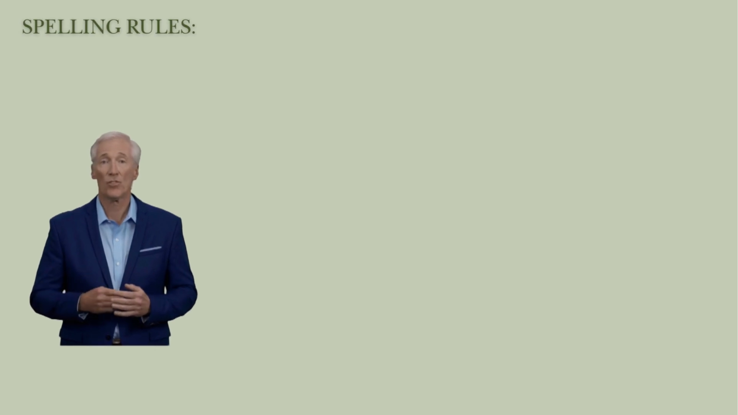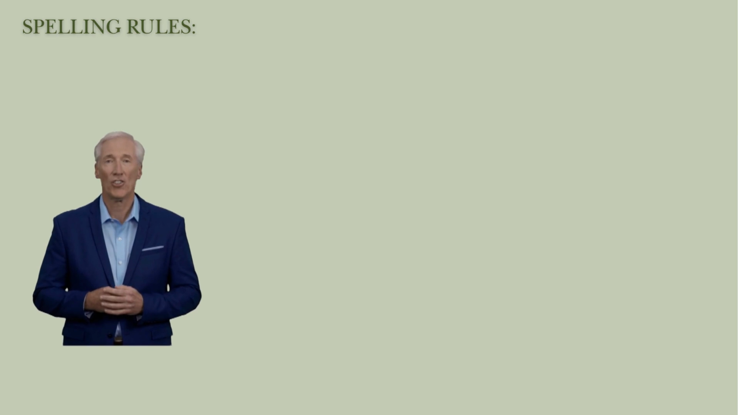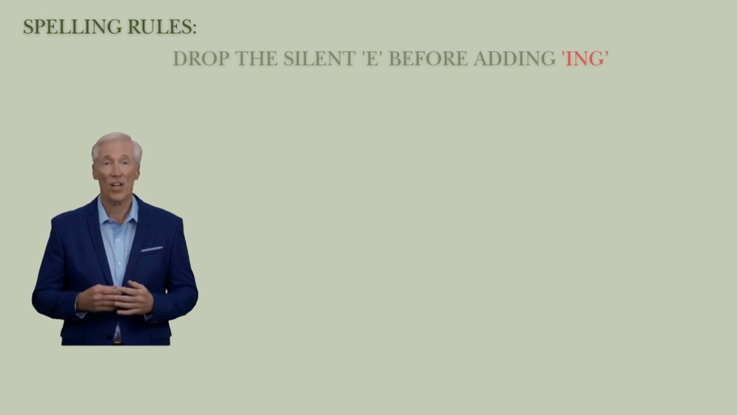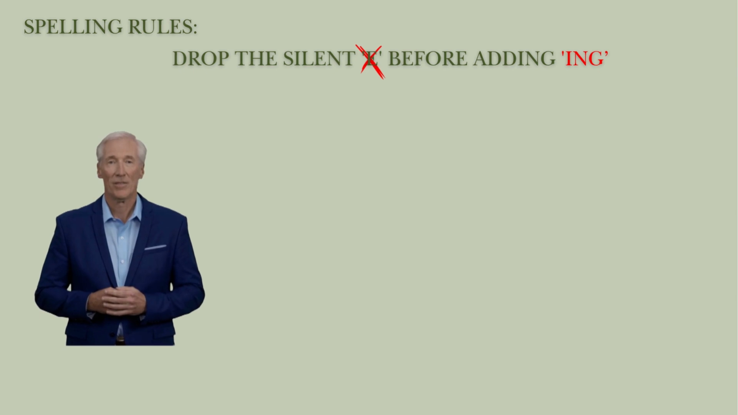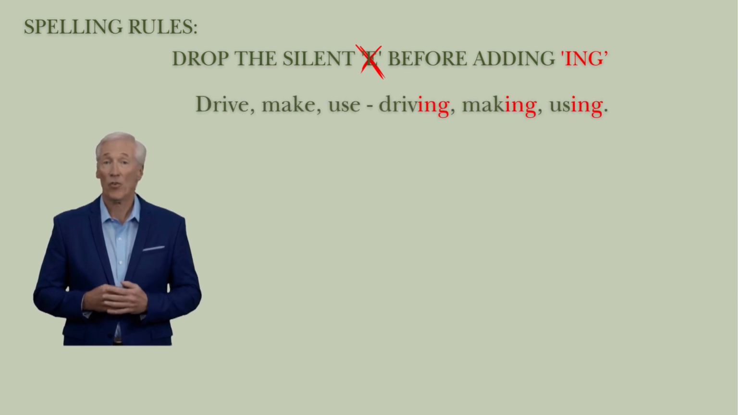Spelling rules with further 10 examples. Adding the ing suffix is simple, but sometimes we need to make small, careful adjustments to the base verb to ensure the spelling is neat and tidy. The rule: drop the silent E before adding ing. Examples: drive, make, use become driving, making, using.